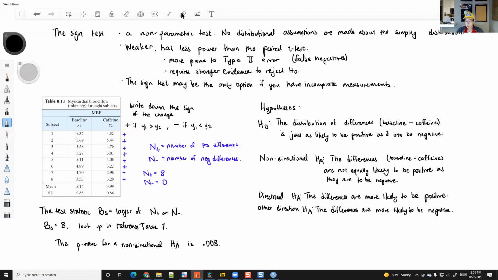If the direction does not align, we would just say we don't have evidence to support it, the wrong direction, right? If we had said the differences are more likely to be negative, that the caffeine numbers are going to be higher than baseline, doing baseline minus caffeine, we would take our data and say, yeah, we have no evidence to support this. The number of positive differences is much larger than the number of negative differences, so we have no evidence to support that alternative.